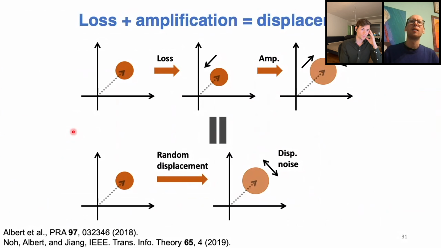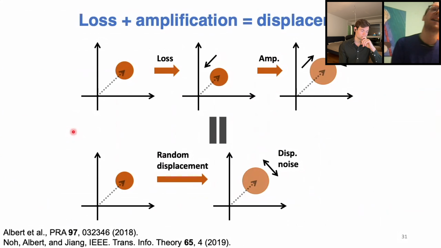Right. So there are two reasons why the Gaussian one seems the most interesting. The first one is that indeed that's something we would expect in the realistic scenario of photon loss.